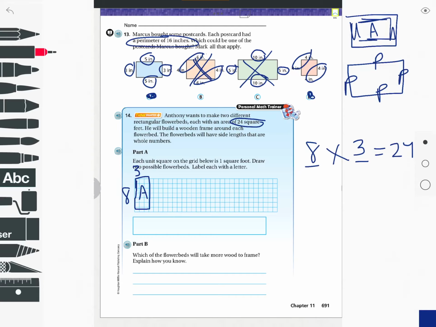How about another one? I know that 2 times 12 is 24. So I can make another flower bed that's 2 by 12. So I would do 1, 2, 1, 2, 3, 4, 5, 6, 7, 8, 9, 10, 11, 12. I'm not sure if this is exact because the squares are tiny, but my next flower bed will be 2 by 12, and this is flower bed B. Okay.